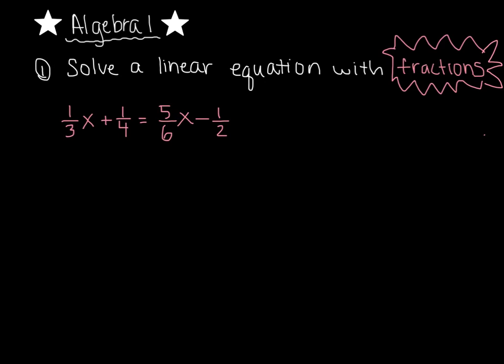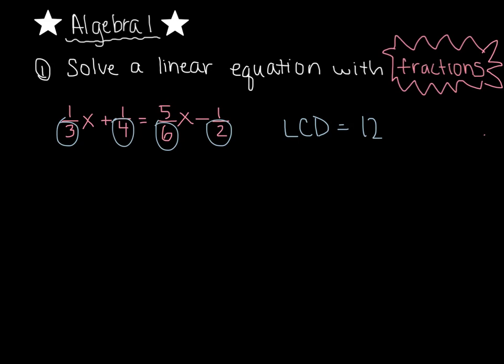Easy. We're going to eliminate them. Okay, we're going to cancel them out. We are going to look at the denominators in my problem. So 3, 4, 6, and 2. And we're going to try to find a common denominator for all of those fractions. So my least common denominator between 3 and 4 and 6 and 2 would be 12.